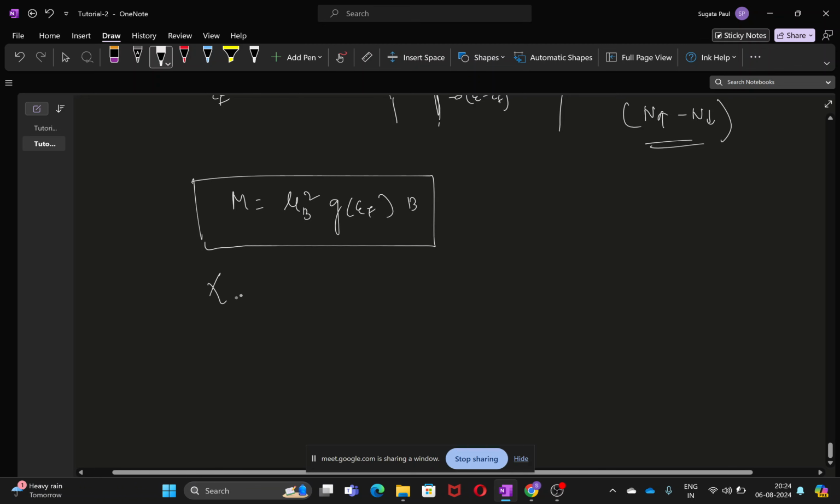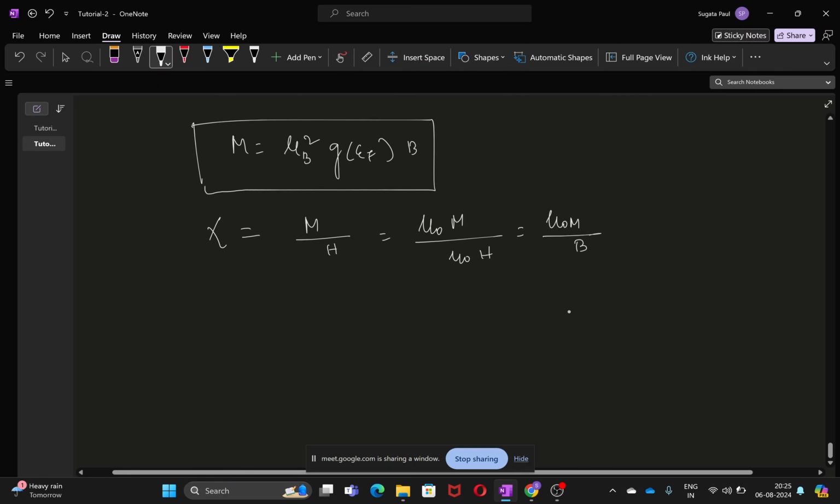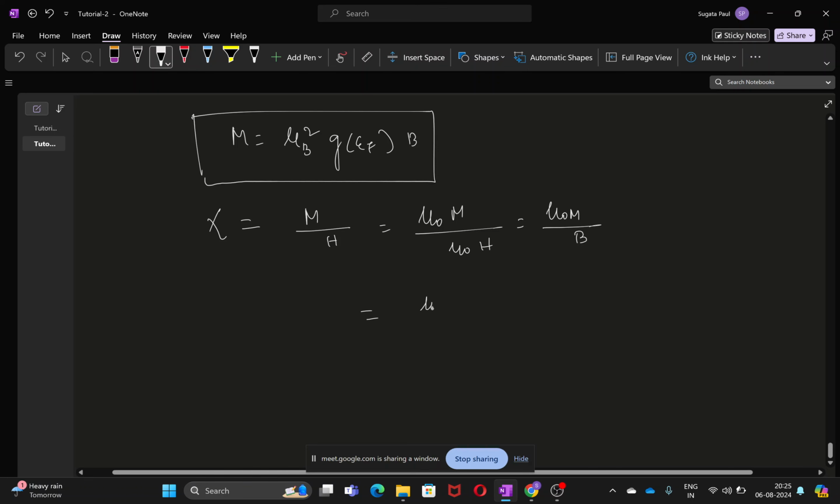And to get the susceptibility, the chi value is basically M by H, where H is the external magnetic field. To get it in terms of B, you multiply mu naught in both numerator and denominator. So you have mu naught M by B, because B is equal to mu naught times H. Now just replace the value of M here. So this is mu naught mu B squared g(EF), and this B and B cancel out. So this is the final value of chi.